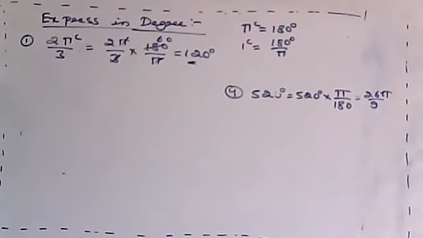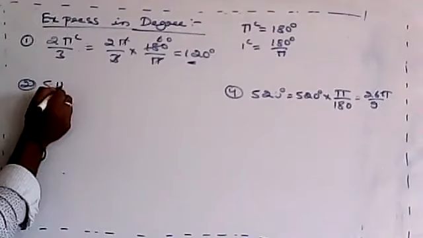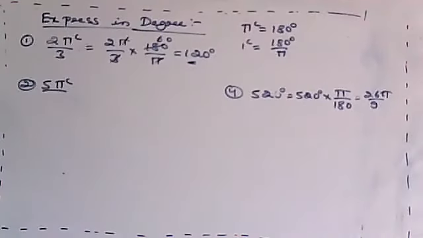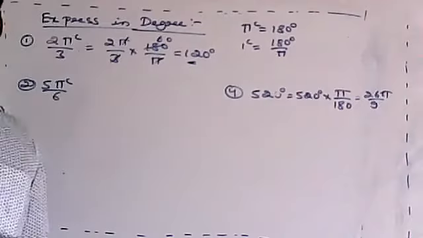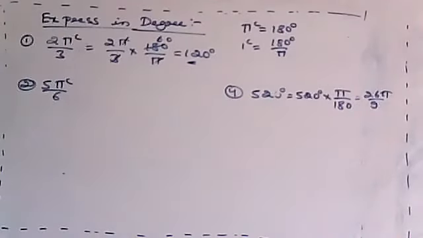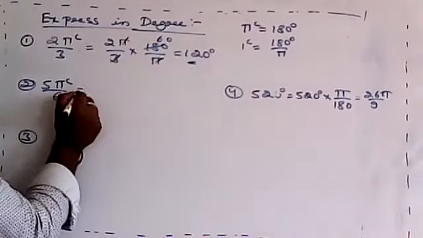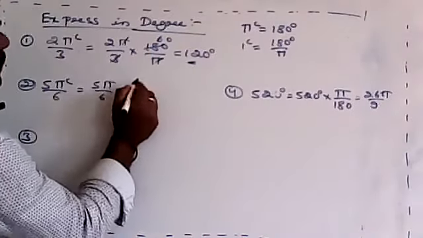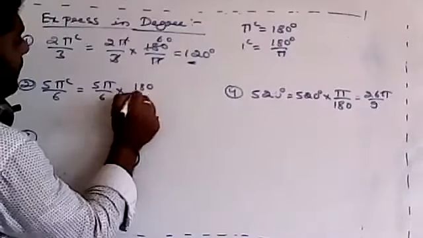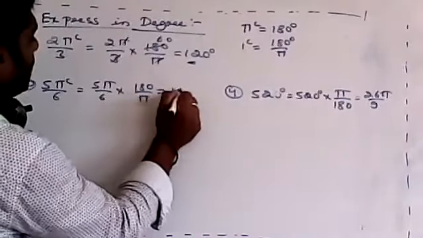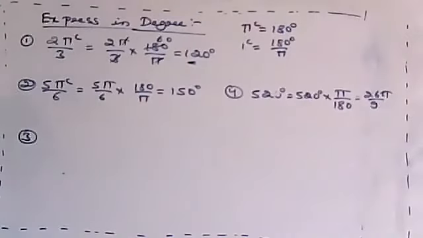Same way, can you tell me the second one? 5 pi by 6. Quick. Yes, good. 150. 5 pi by 6 into 180 by pi is nothing but what? 150 degree. Good.